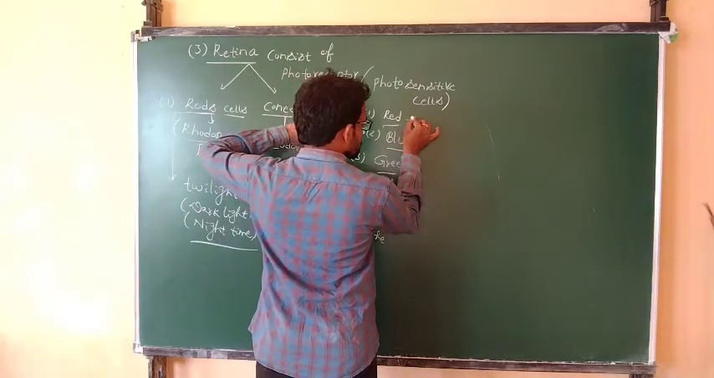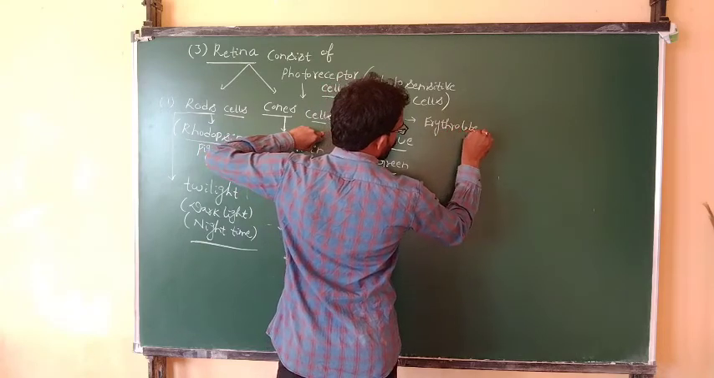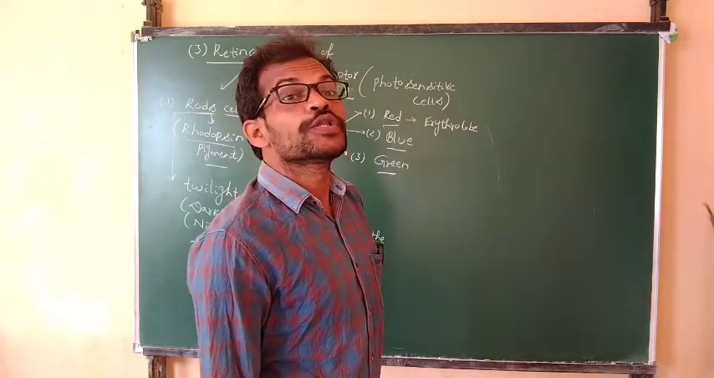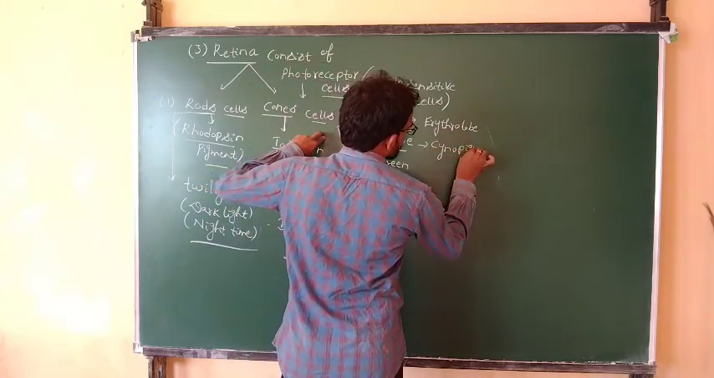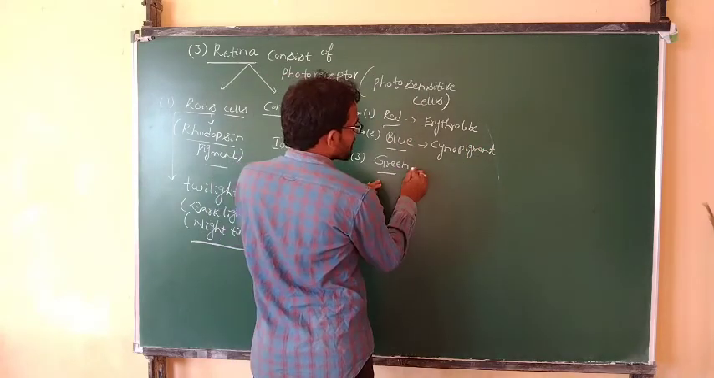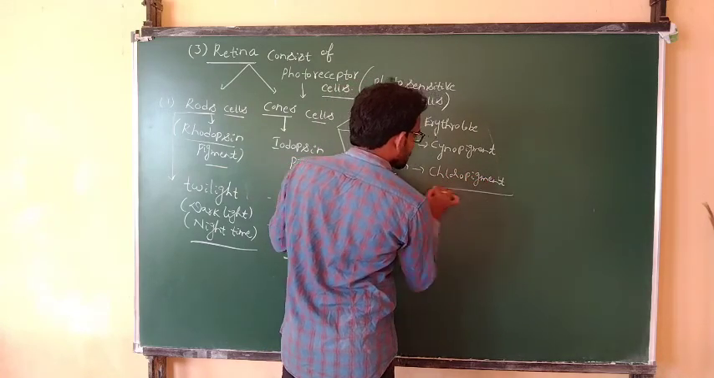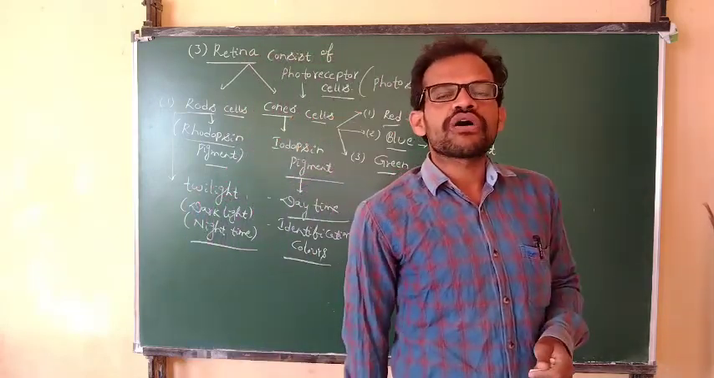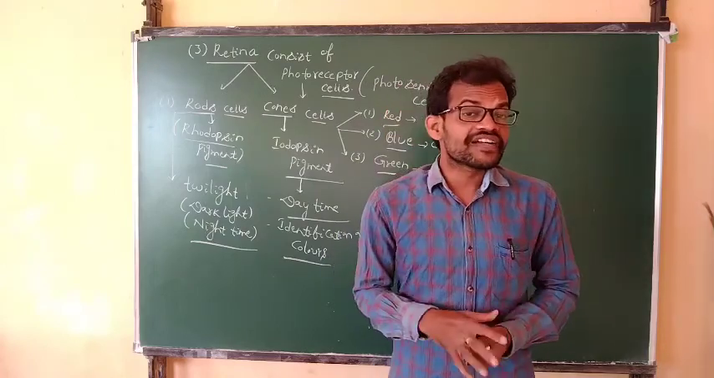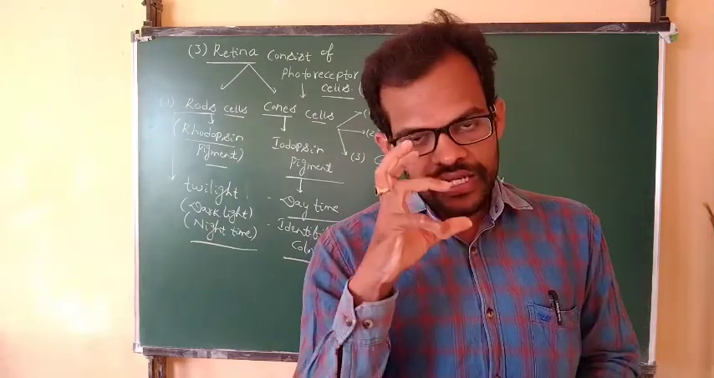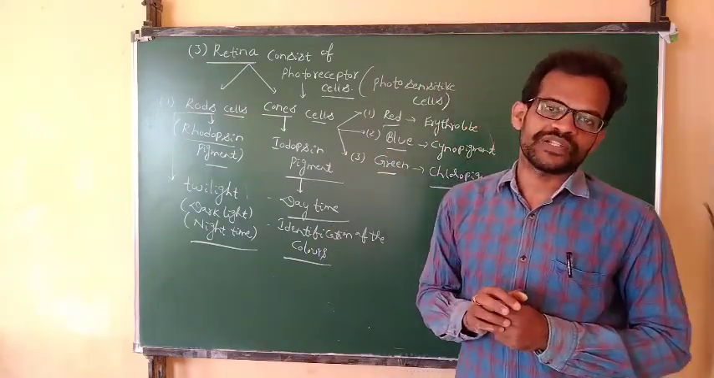These red cone cells are also known as erythrolabe or erythropigment. The blue ones have the cyanopigment. What is the green pigment? Chloropigment. Through the combination of these three colors, you can identify different colors. The main reason is that cone cells are present in our eye.